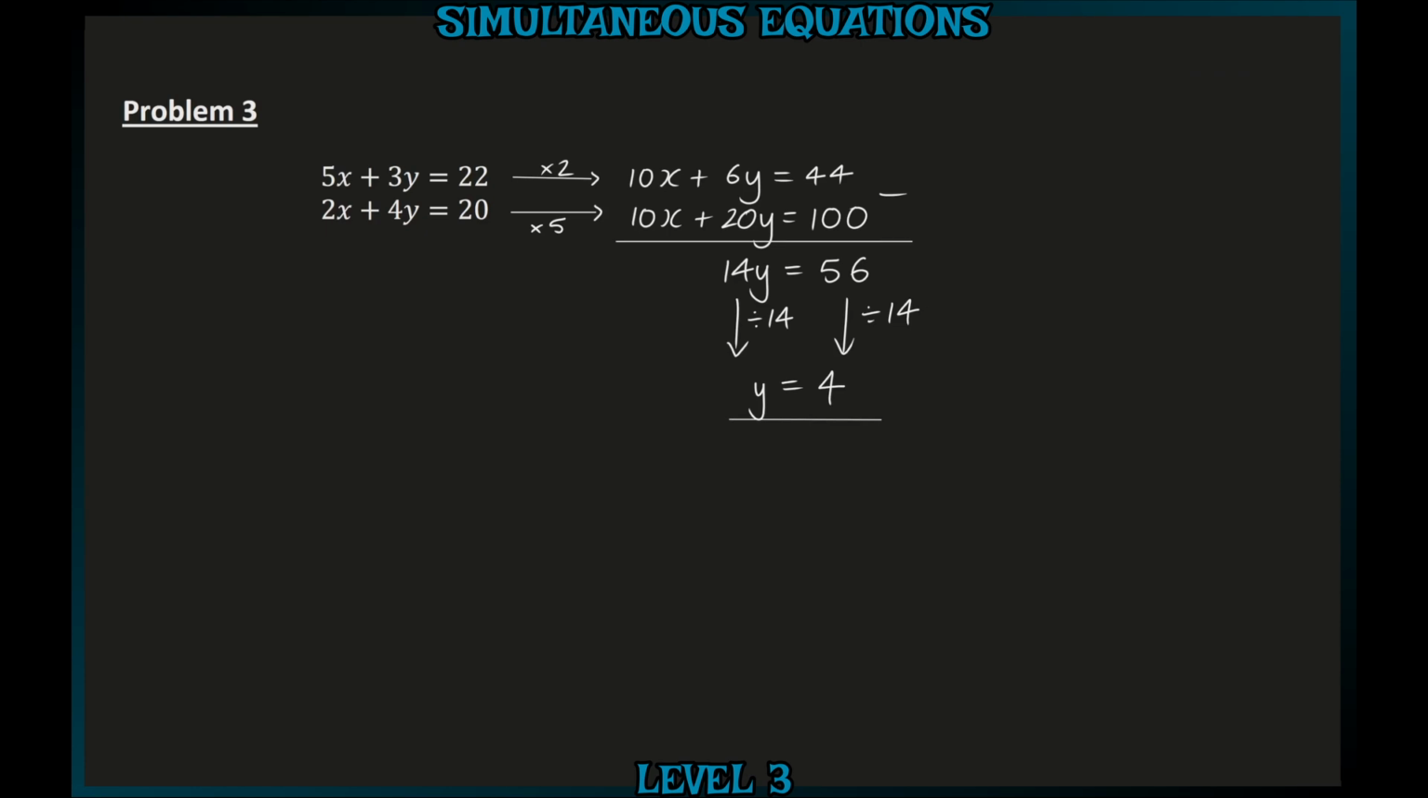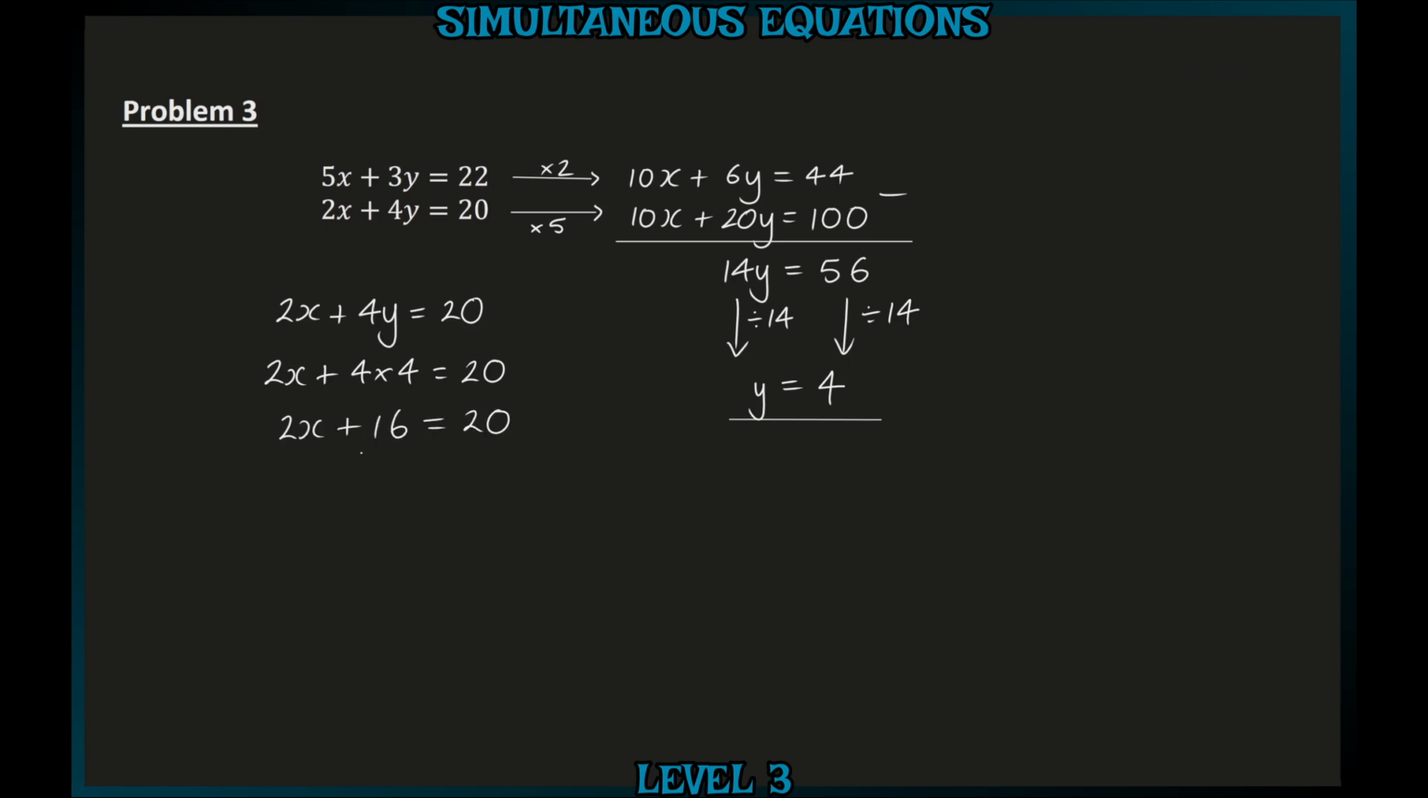We now need to find x, and we can do this by taking this value of y and substituting it into one of the original equations. I'm going to choose the second one because although they both have a plus in them, this has slightly smaller numbers. Substituting y equals 4 into this equation, we have 2x plus 4 times 4 is equal to 20. Now 4 times 4 is 16, so 2x plus 16 is equal to 20.